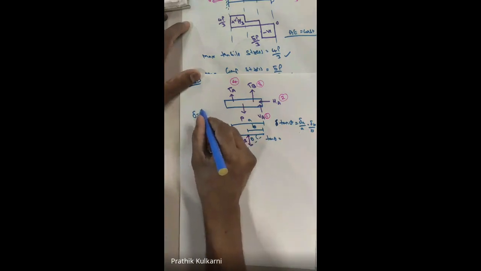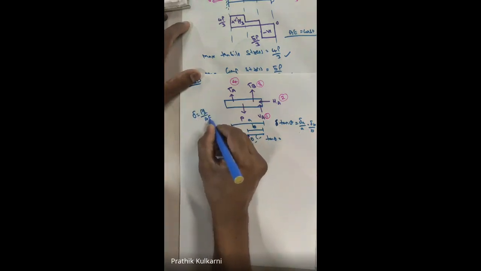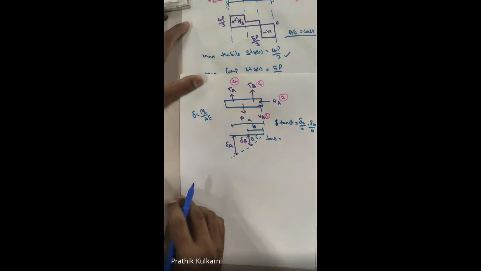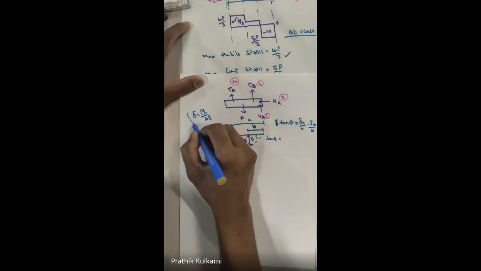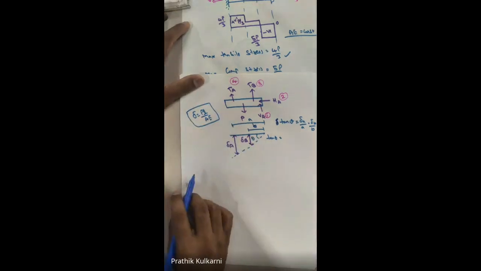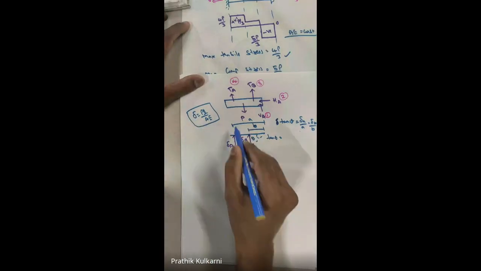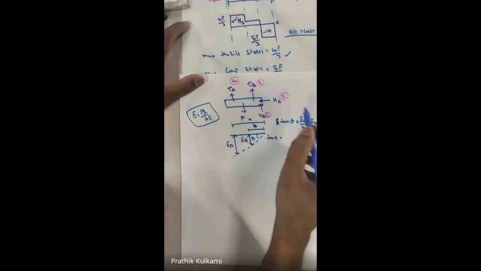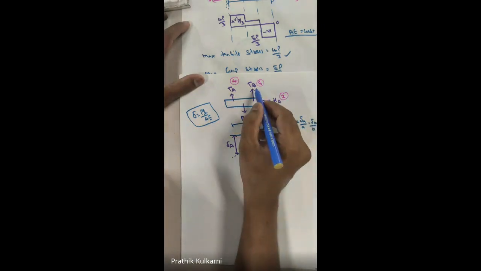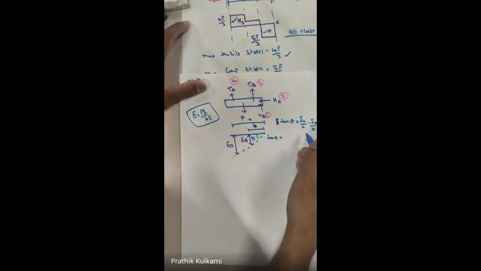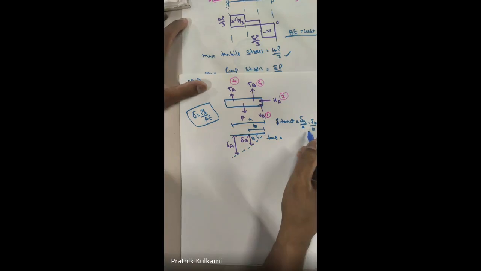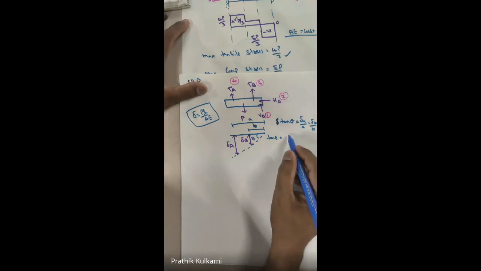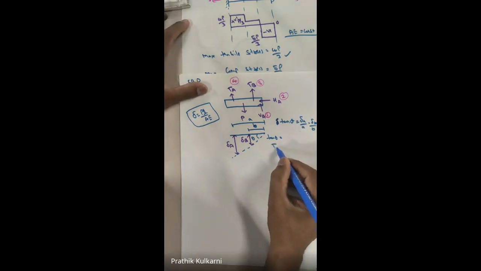Delta is PL by AE. You all know that deformation is PL by AE. Yes or no? But what is P here? P is TA for A. For B it is TB. So can you substitute that there? What will we get? We will get TA.